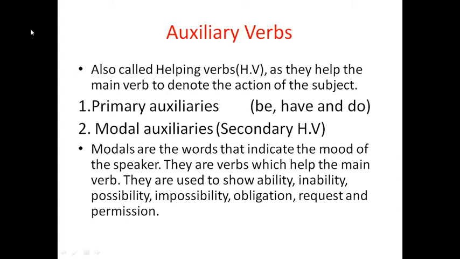But now we are learning helping verbs. So what are the helping verbs? Auxiliary verbs are also called helping verbs. They help the main verb to denote the action of the subject. So what are auxiliary verbs? Primary auxiliaries and modal or secondary auxiliaries. What are primary auxiliaries? Be forms, have forms, do forms. For example, be forms: am, is, are, was, were. Have forms: have, has, had. Do, does, did, done.